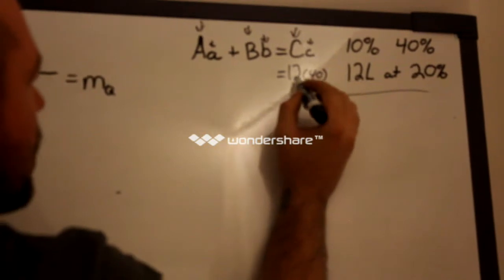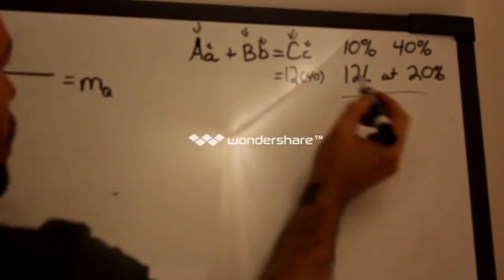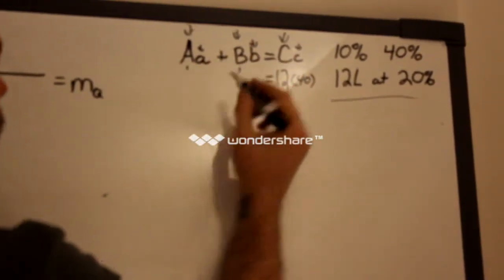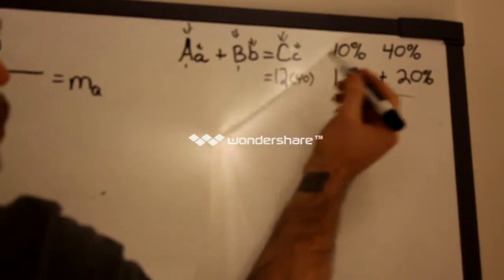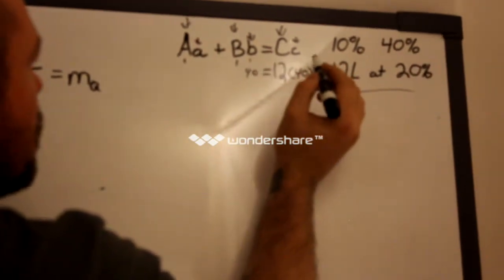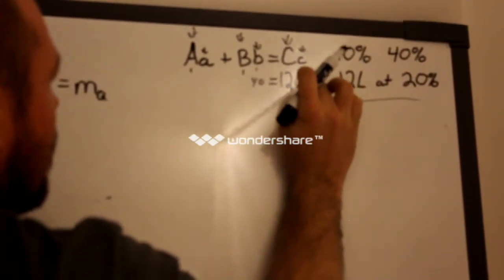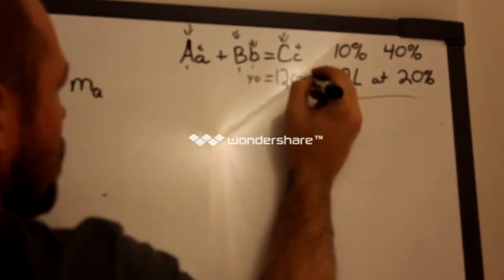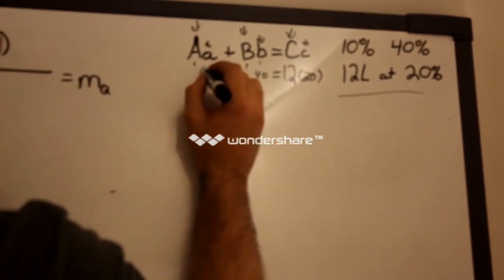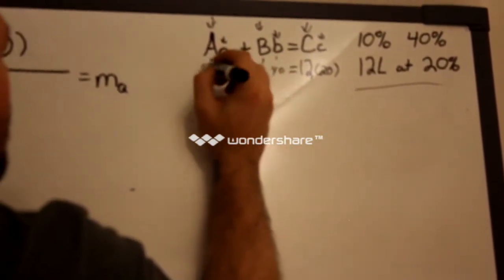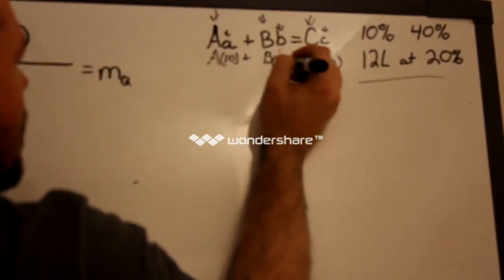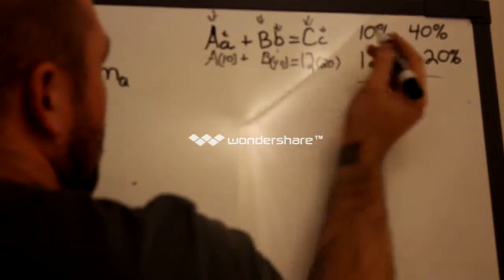Okay, so all we know right here is 12 liters at a 20% solution. Over here, we don't know the volume of the other two solutions that we're looking for. All we know is one is a 40% solution. Oh wait, sorry, this right here is a 20% solution that we're looking for, not 40. I apologize. So this one's 40% and this one is 10%. So we have A times 10 plus B times 40 equals 12 times 20.